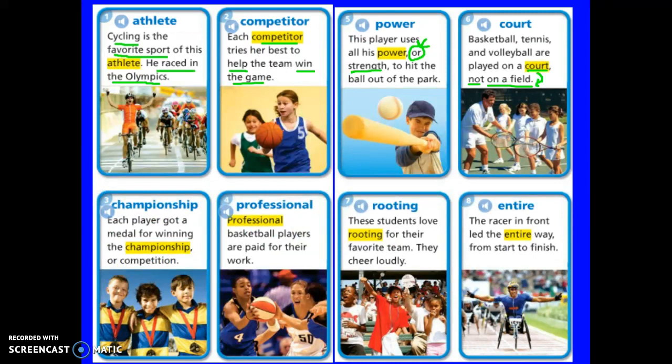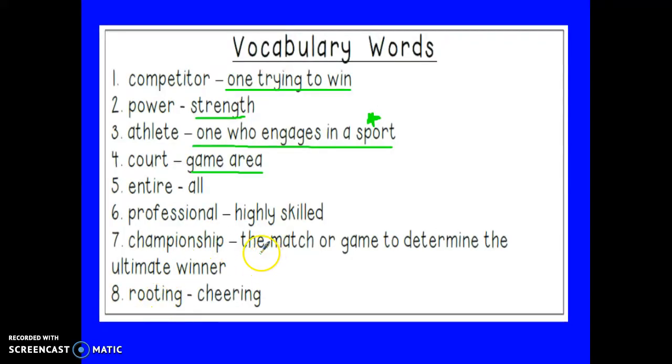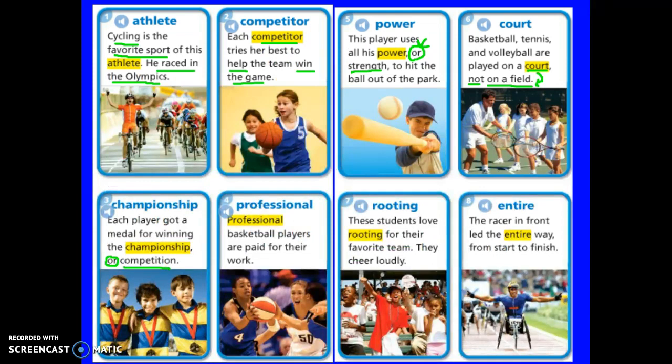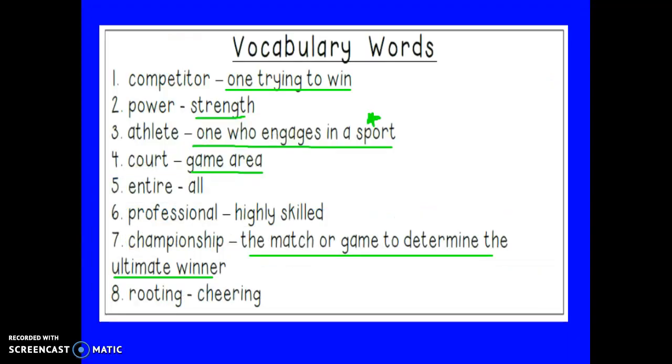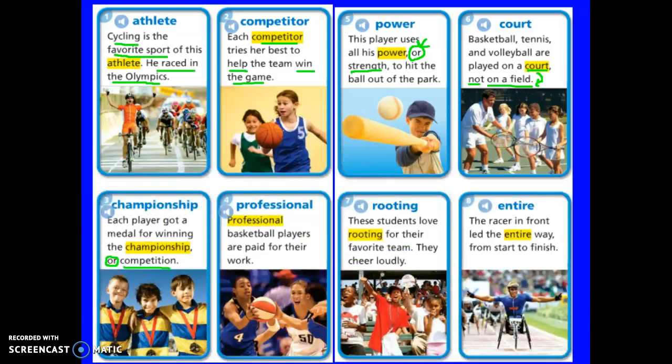Championship. Each player got a medal from winning the championship or a competition. So our word "or" there is a clue that competition and championship are similar in meaning. They're synonyms, okay? So championship means the match or game to determine the ultimate winner, okay? So when we look back here, competition or championship, that would be the match or game to determine the ultimate winner, championship.